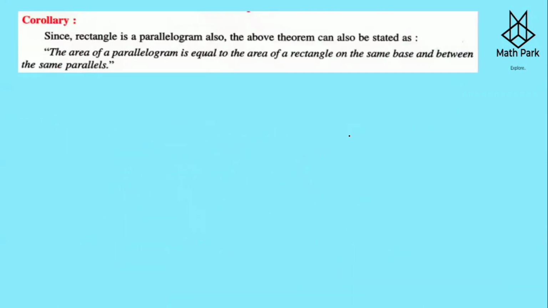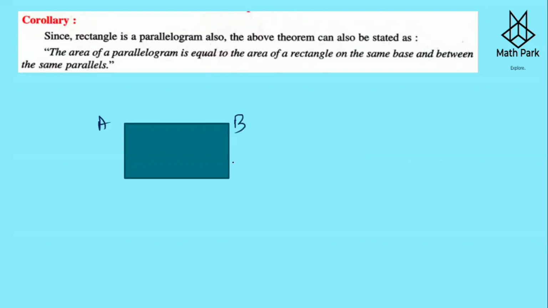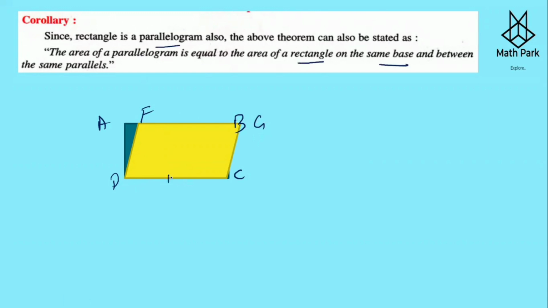Now, there are corollaries based on this theorem. Since the rectangle is also a parallelogram, the above theorem can also be stated as: area of a parallelogram is equal to the area of a rectangle on the same base and between the same parallels. So you have a rectangle ABCD. And then on the same base DC, we have another parallelogram. Let us name the vertex of the parallelogram as G. So we have DFGC as a parallelogram. So this is how the parallelogram and a rectangle on the same base DC and between the same parallels are again equal in area.